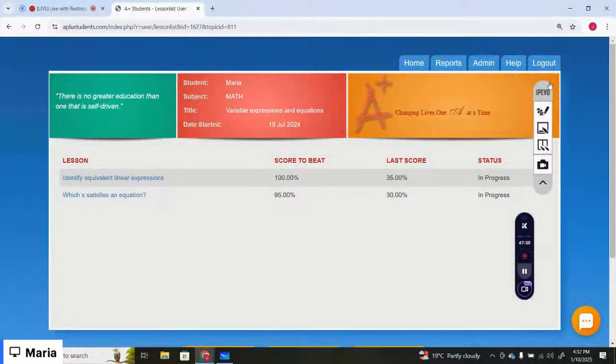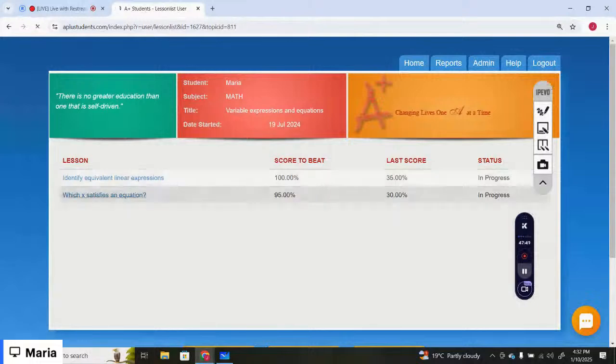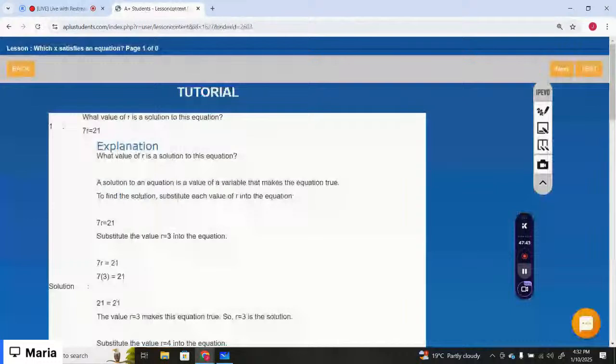That is, which x satisfies an equation. What value of r is the solution to this equation? So you need to find the value of r. So how do we calculate? You are given the equation, just solve it. You have to isolate the variable r, right?